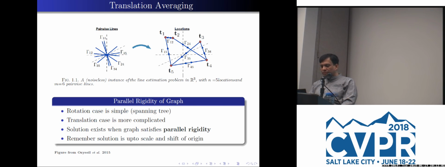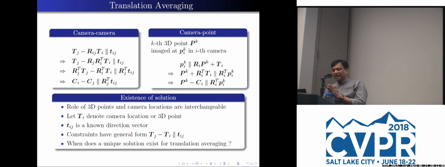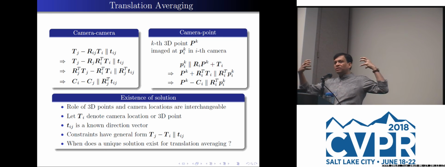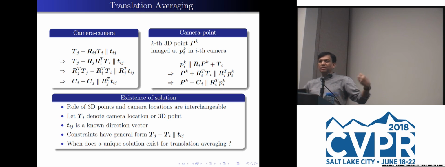So, let me take a step back. What are we talking about here in the context of translation? We have a slightly peculiar kind of problem. In the case of rotations, your left-hand side and the right-hand side were both elements of the same group. In this case, what you have is the observations, small Tijs, are directions, and your estimators are points, vectors in R3 which actually have actual length associated with them.